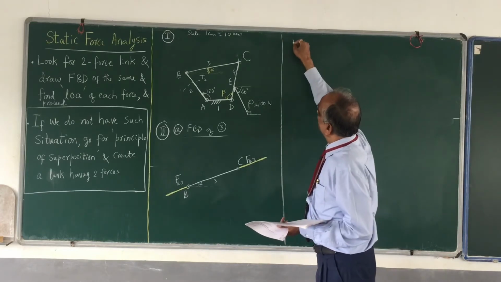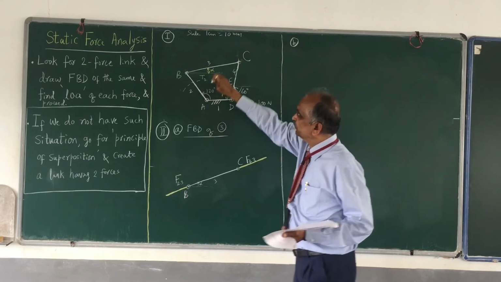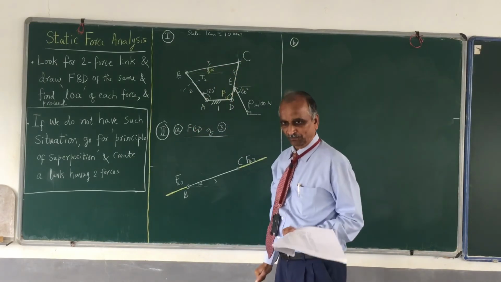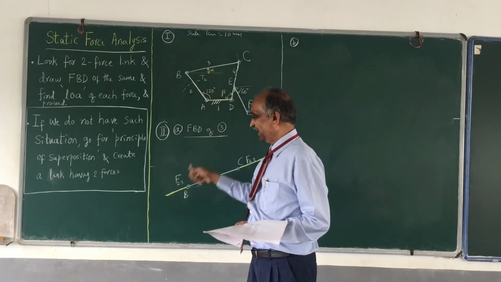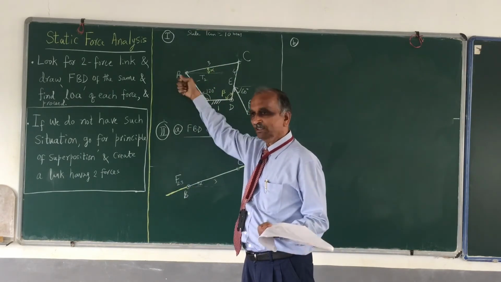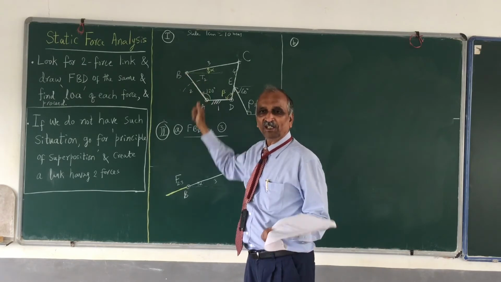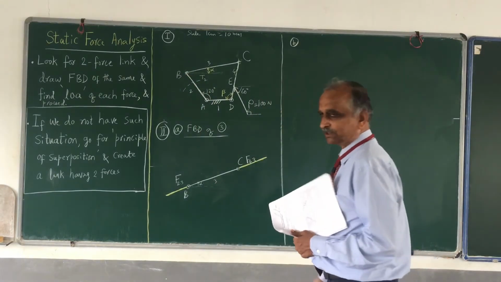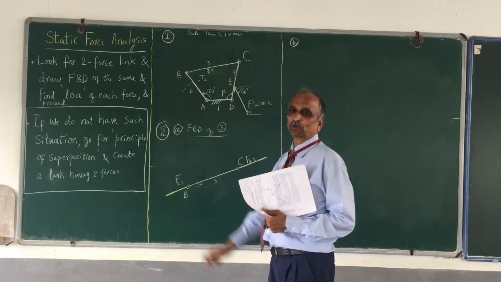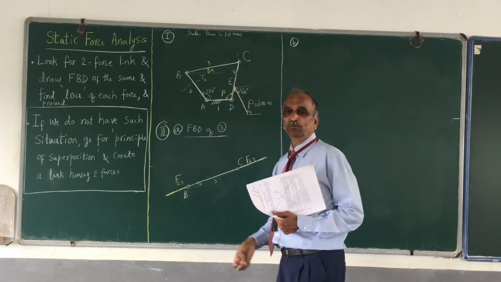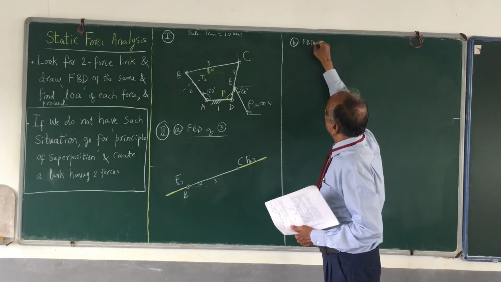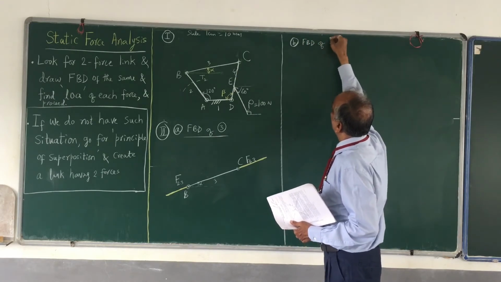So after doing link number 3, should I go to 2 or should I go to 4? If I go to 2, F23 is not known and P2 also is not known, and therefore there won't be any starting point. You won't be able to proceed. Therefore, you have to go to link number 4. The next one is the free body diagram of what? Of link number 4.